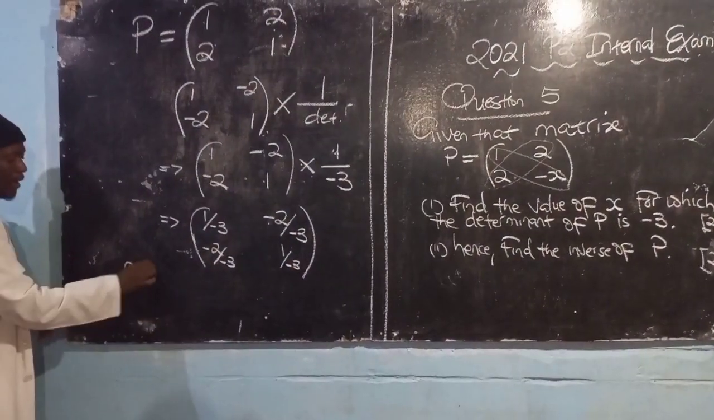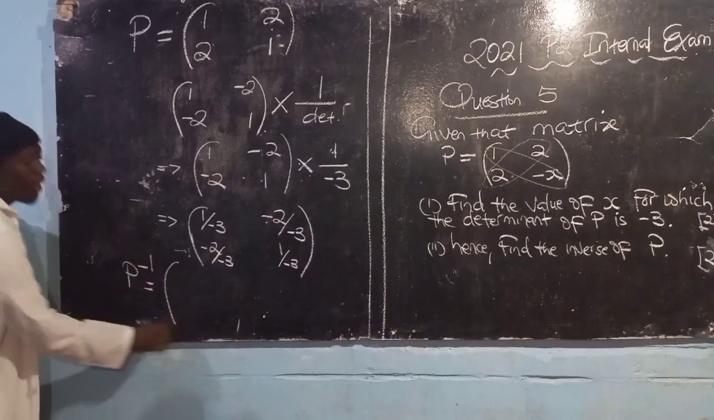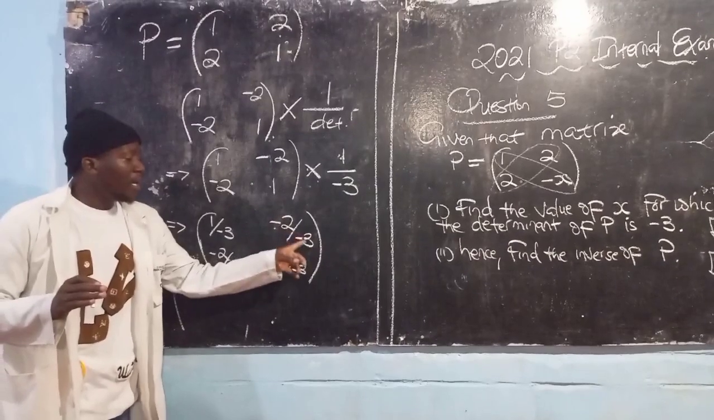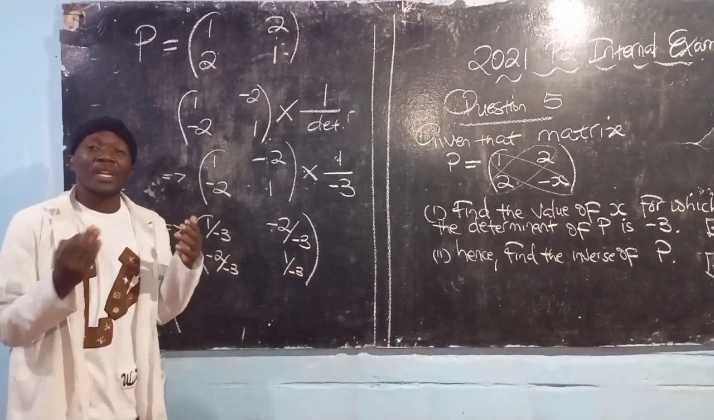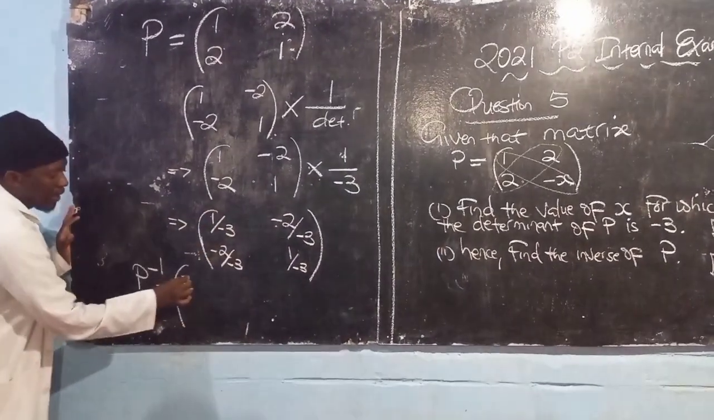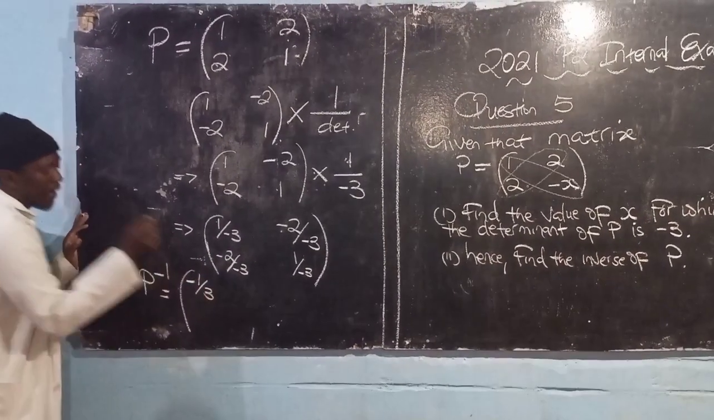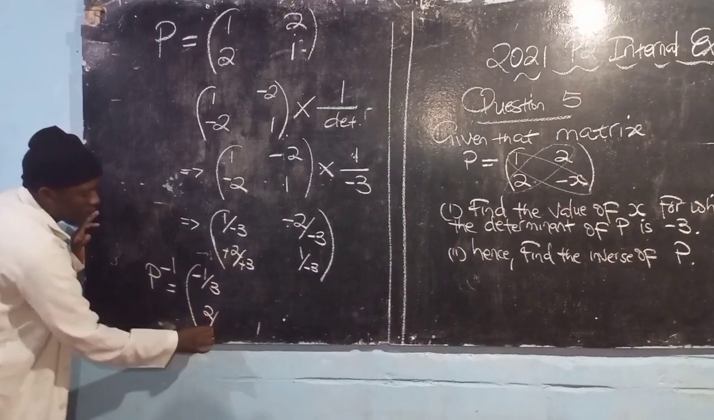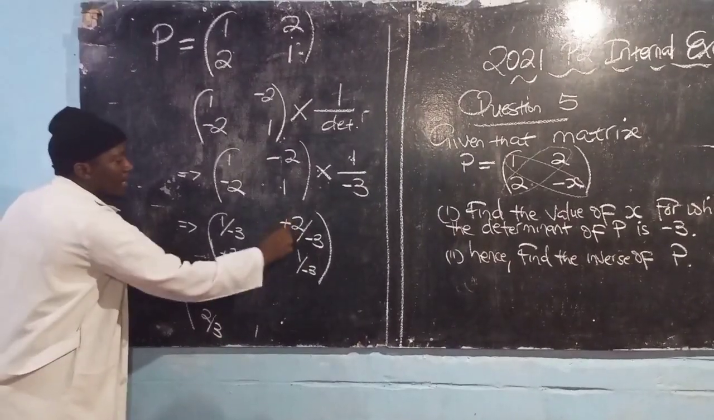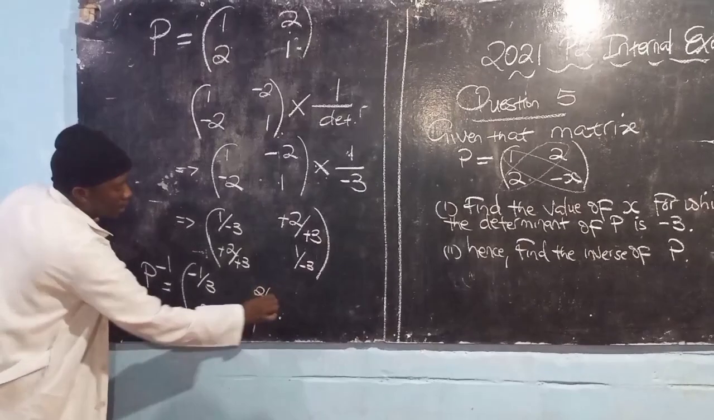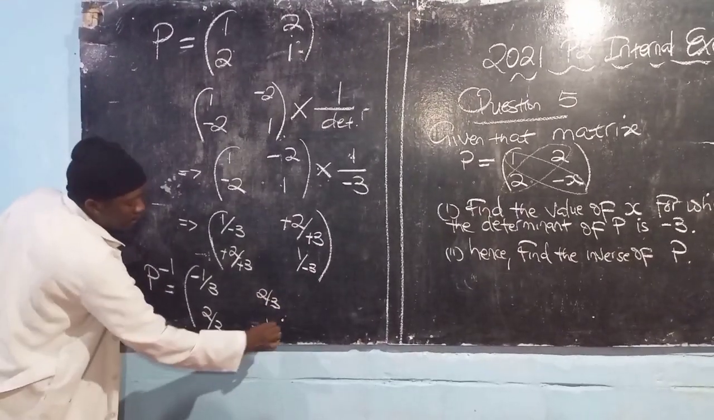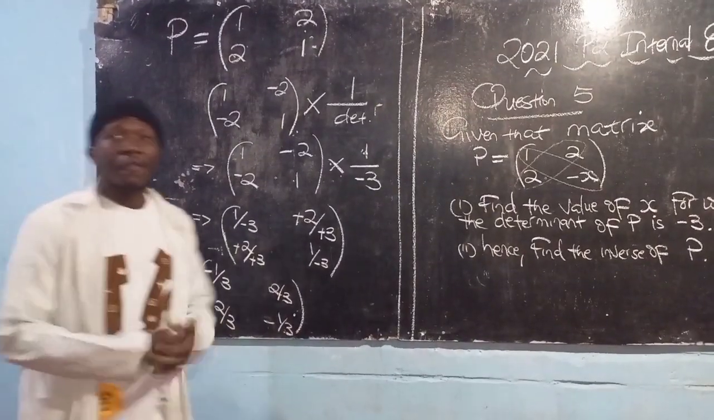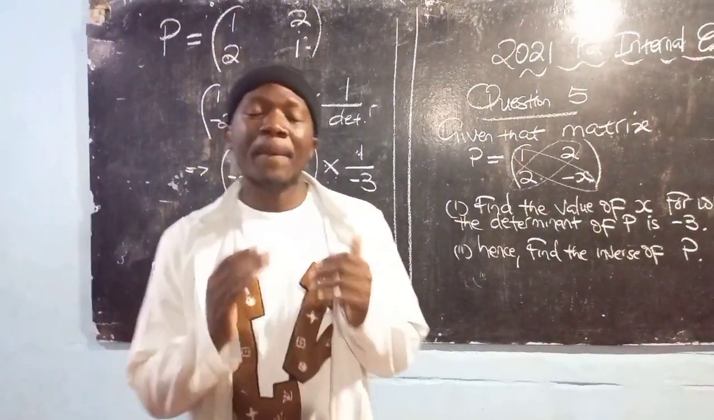So I'm going to say P inverse equals, and we are going to simplify where possible. Since we don't have any numbers we can divide through, we can eliminate the signs. For this one, it's going to become 1 over 3, since the negative and negative cancel. This is going to be 2 over 3. Then negative and negative cancel again, so this will be 2 over 3. Then this is going to be negative 1 over 3. Having done that, it means we found the inverse of P.